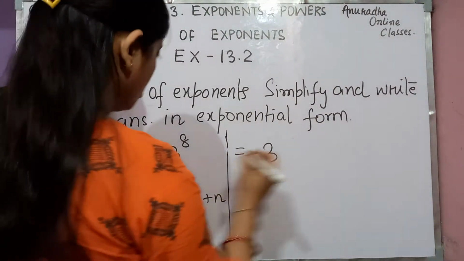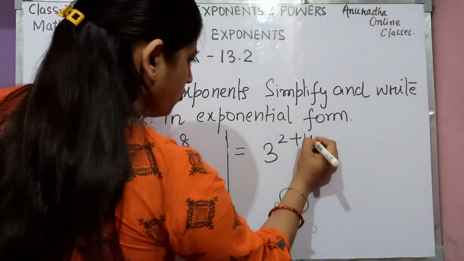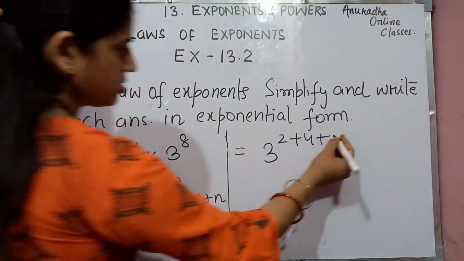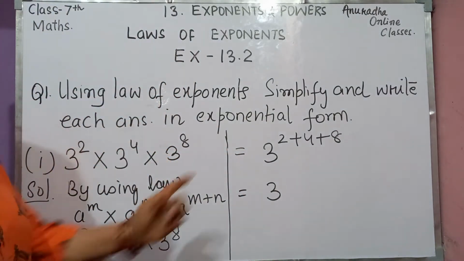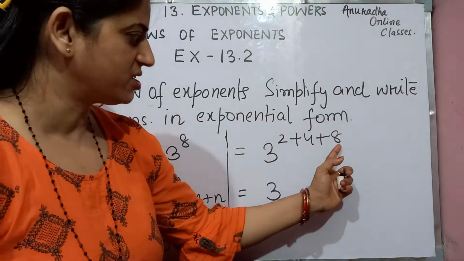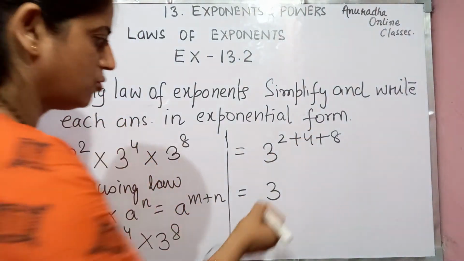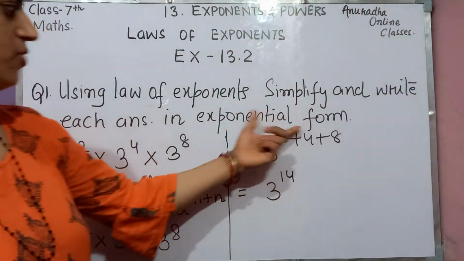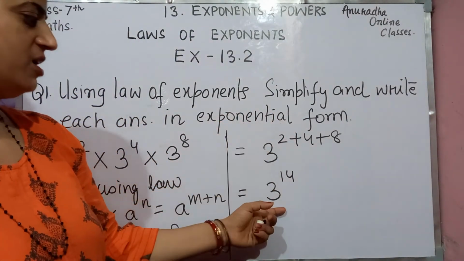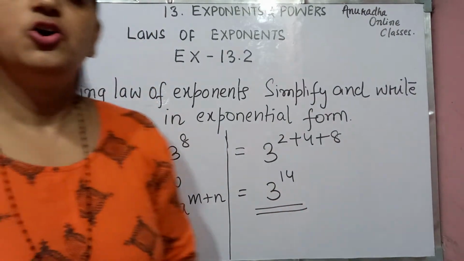What are the exponents here? 2 plus 4 plus 8, right? So it will be 3 raised to the power 2 plus 4 is 6 plus 8 is 14. So this is 3 raised to the power 14. We want the answer in exponential form. The answer is 3 raised to the power 14.